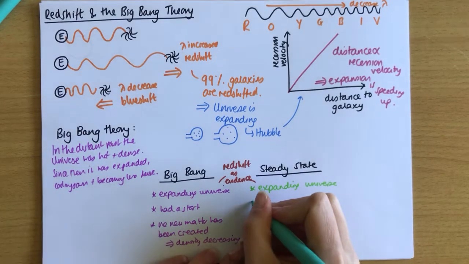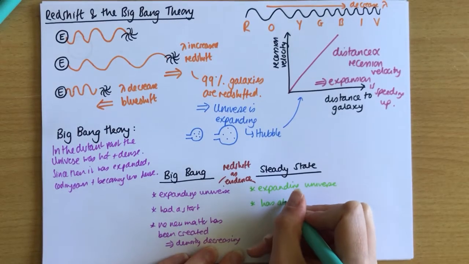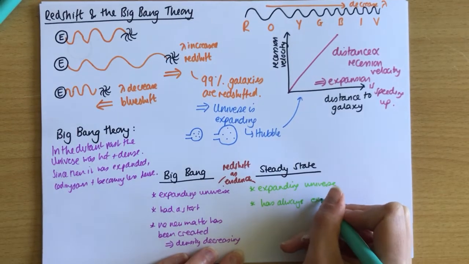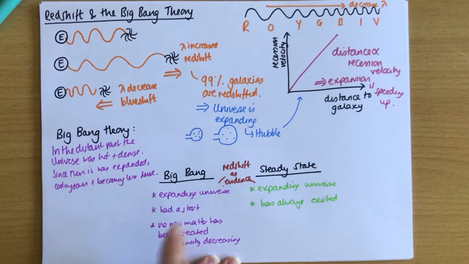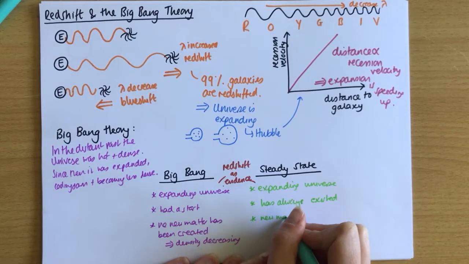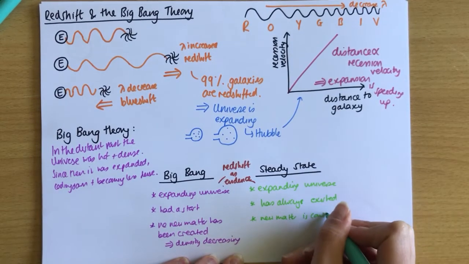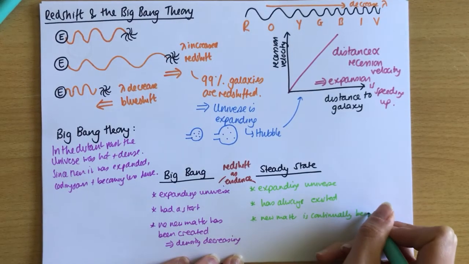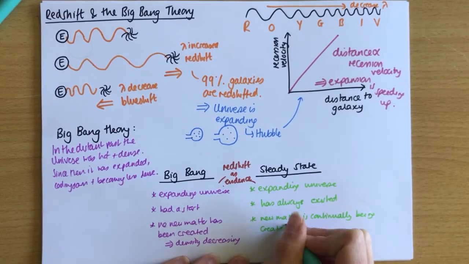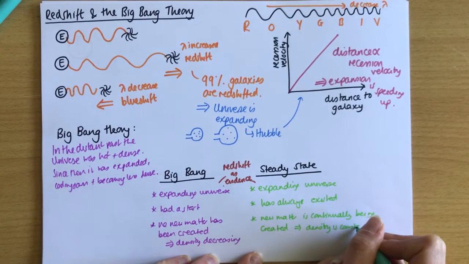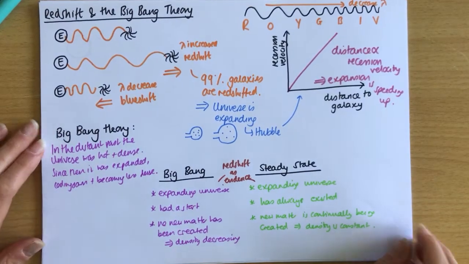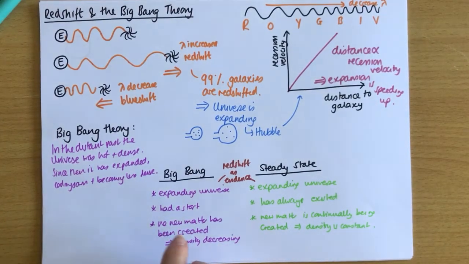However, the steady state theory says the universe has always existed. It didn't have a start, it's always been around. And it says that new matter is continually being created, which means that the density is constant. So this is quite different, okay? So we had evidence that the universe is expanding, so we didn't know which one of these was correct. And there was evidence that supported one more than the other.